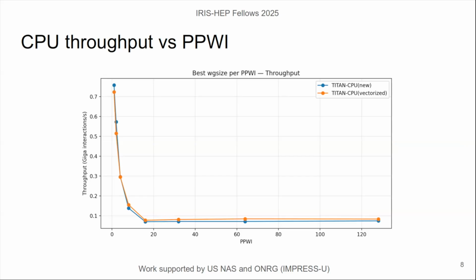Here I compare the CPU version with and without PPVI vectorization. I plot throughput in giga interactions per second, and higher is better. On CPU, the gains are modest. Vectorization doesn't help a lot at a low PPVI, and then both versions converge as PPVI grows.